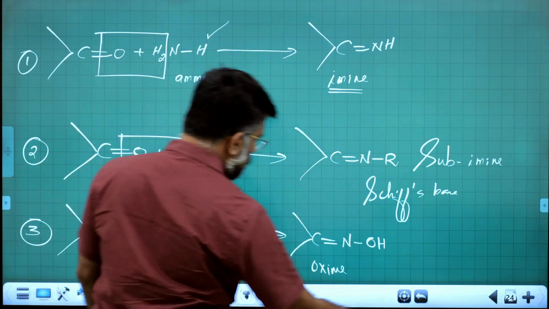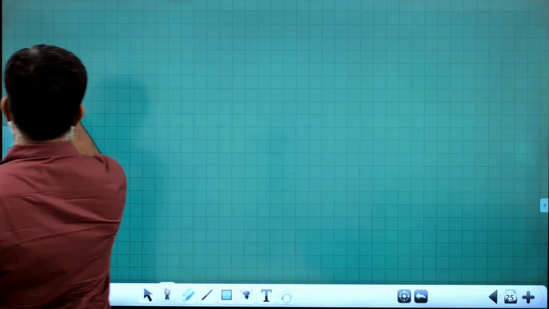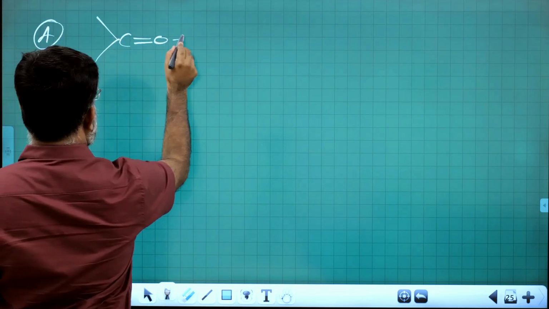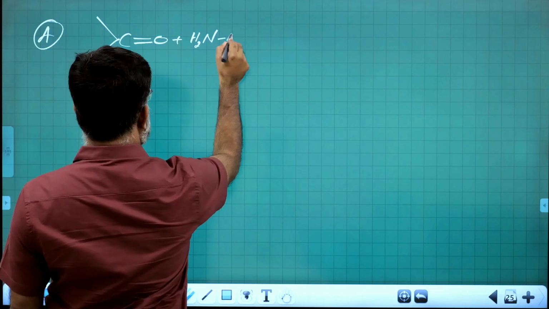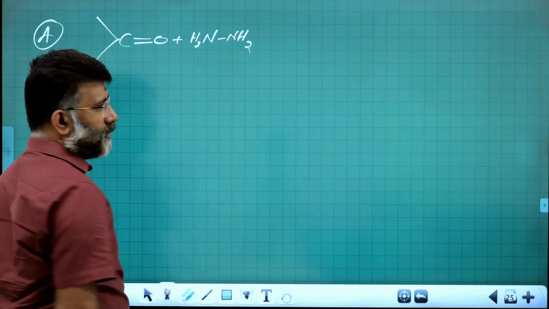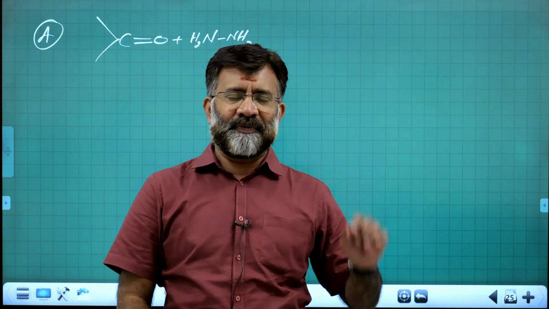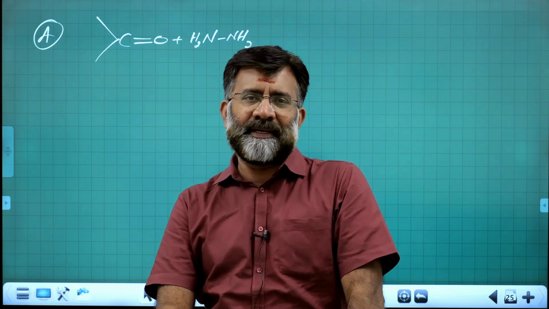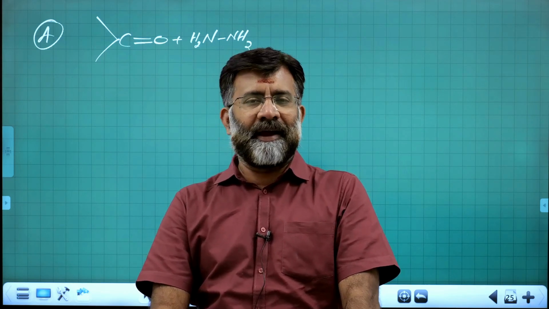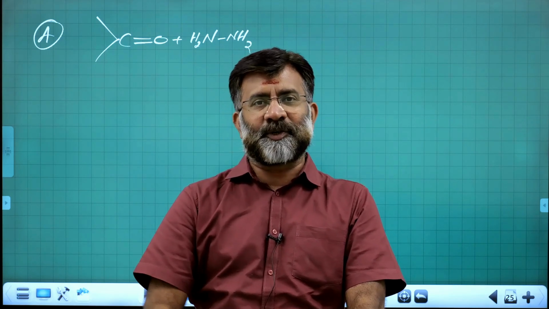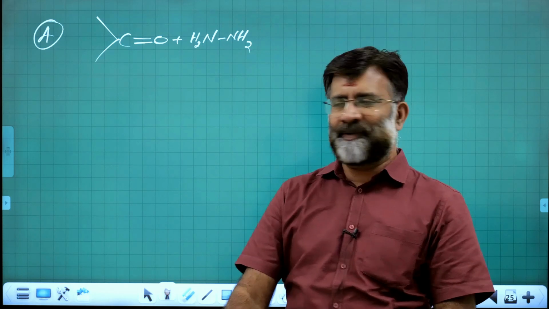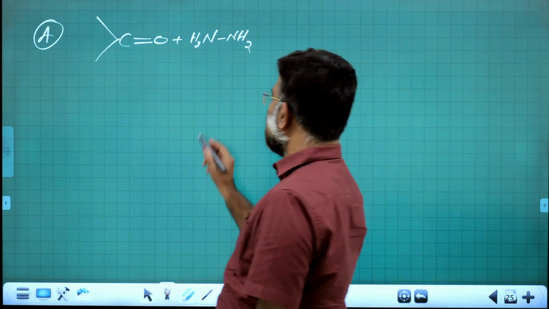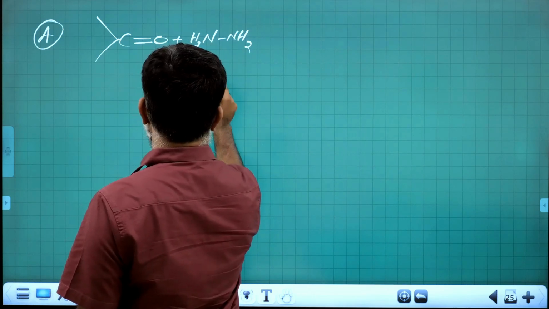Now the fourth one. Carbonyl compound interacting with hydrazine. What is in the place of Z? In the place of Z, hydrogen coming, ammonia. In the place of Z, R coming, amine. In place of Z, OH coming, hydroxylamine. Now it is NH2. What is NH2? Z, NH2. It is hydrazine. You have hydrazine.